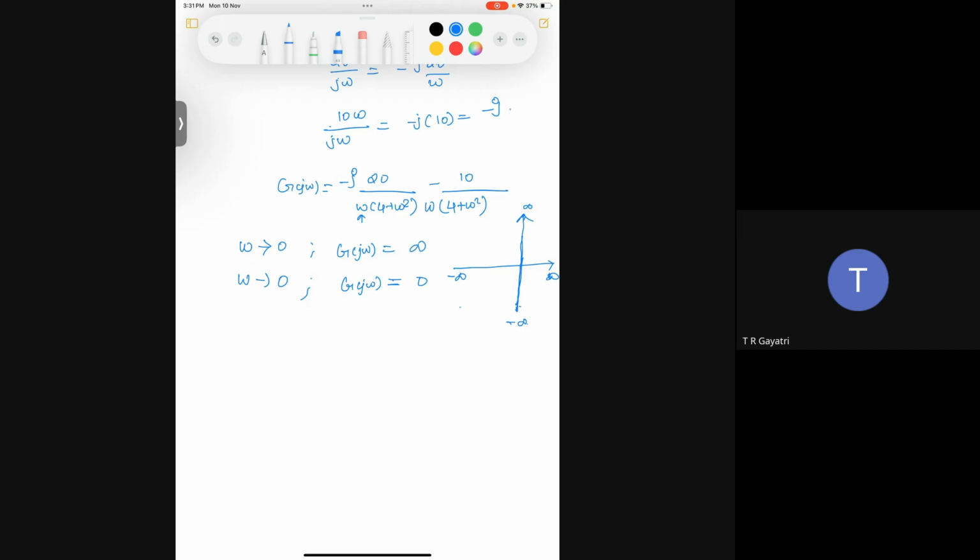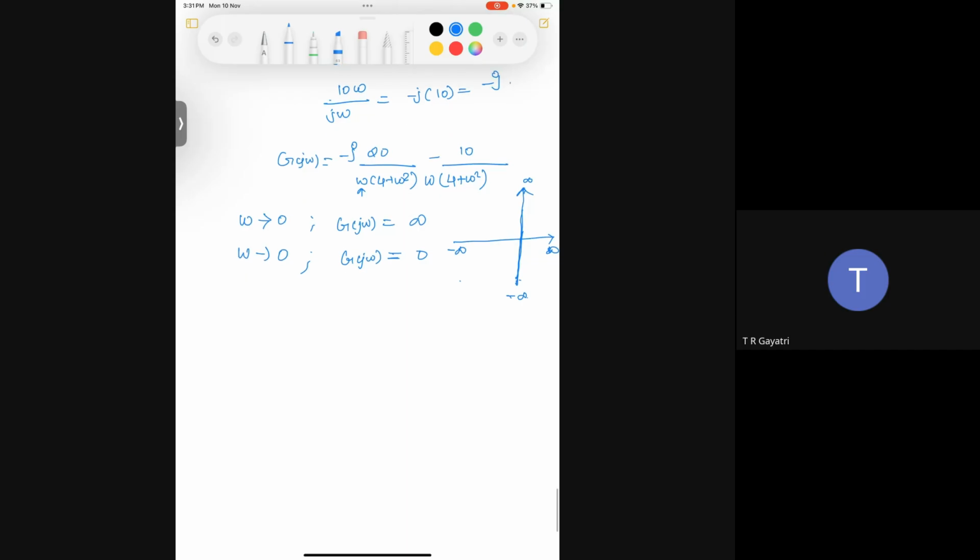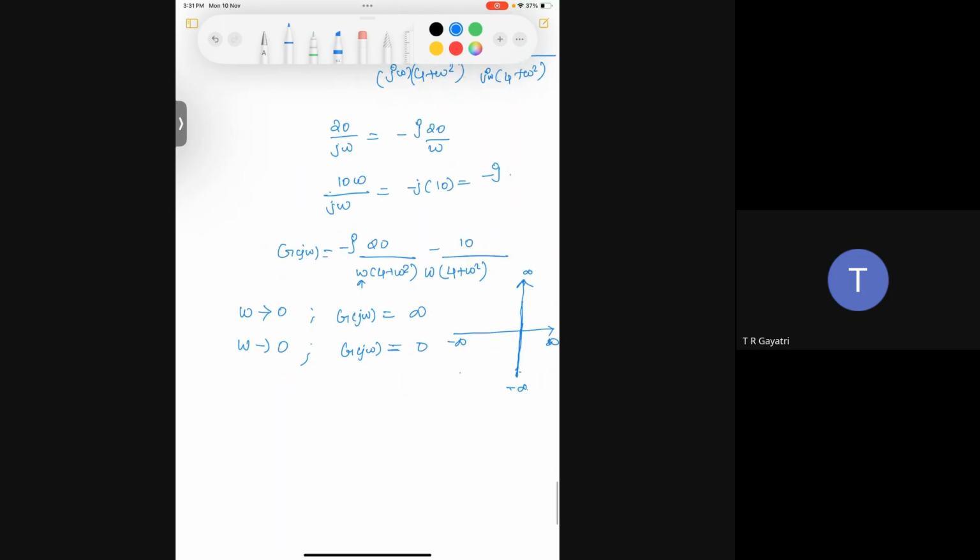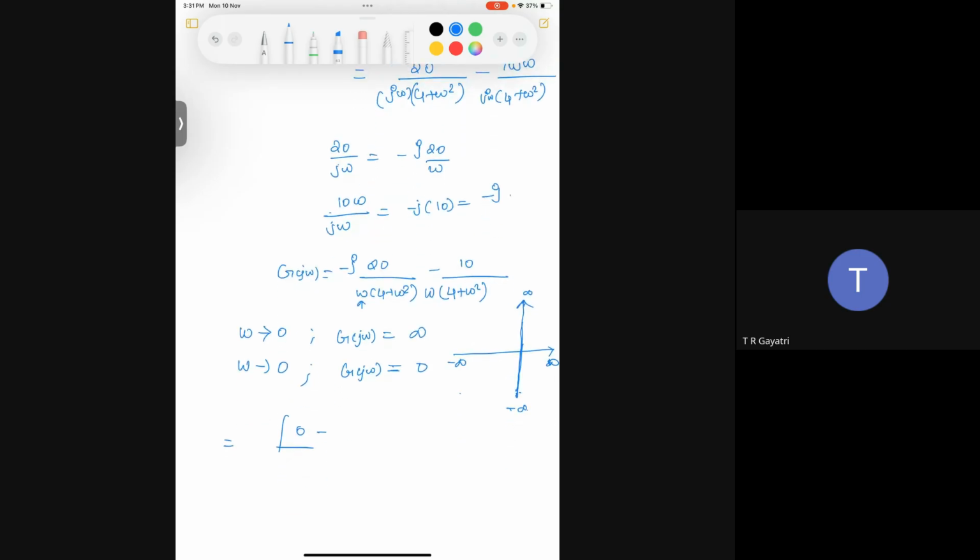So in what direction it is coming, that we have to calculate, right? That angle we have to calculate. How to calculate the angle? This will become angle of 20, which will be 0, minus j omega. For j omega, it will be 90, tan inverse of omega by 1, tan inverse of omega, minus tan inverse of omega by 4.